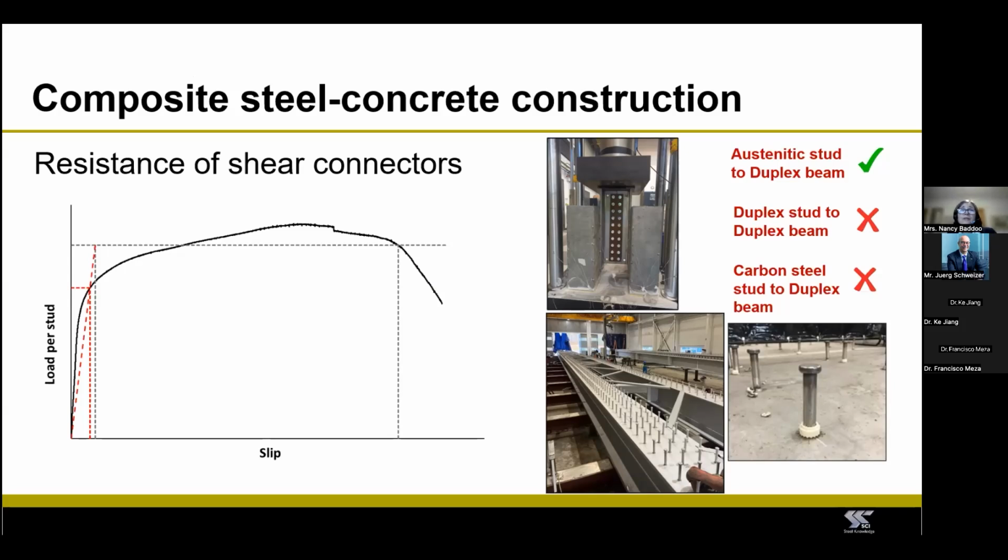Working with the University of Southampton, recently there was a program of push-out tests carried out on duplex stainless steel plate and austenitic stainless steel shear studs in comparison with carbon steel shear studs. And they showed excellent results. Austenitic stainless steel shear connectors are well able to provide the ductility required for plastic design, and you can calculate their resistance using the same equations that you currently use for carbon steel.